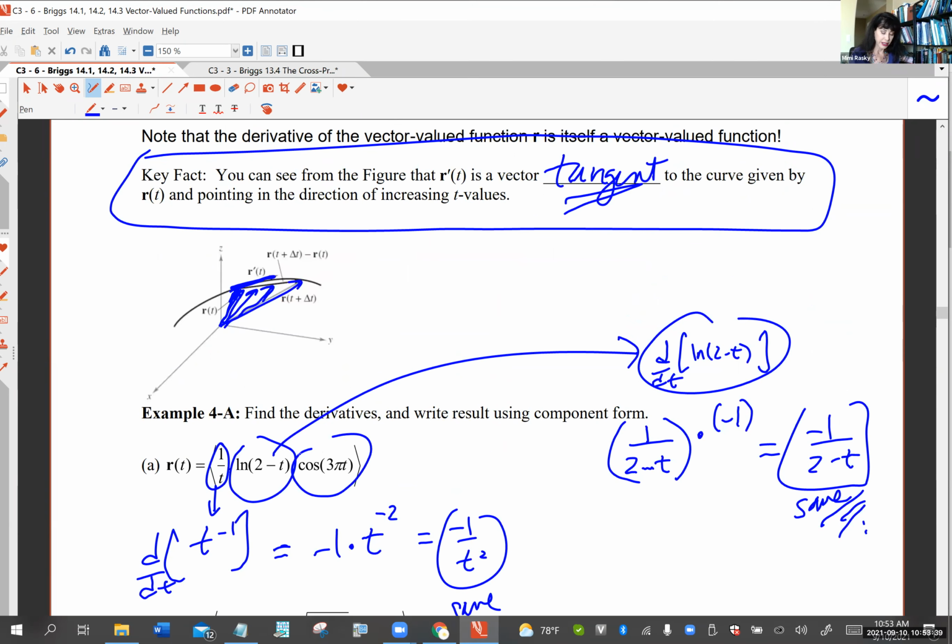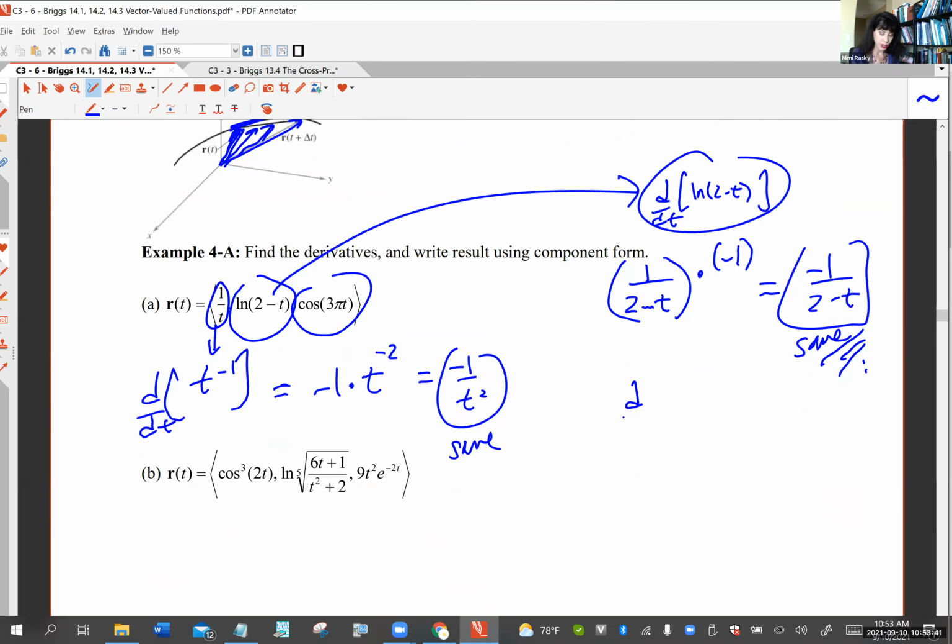Now you are taking the derivative of a cosine. So what is d/dt of cosine 3 pi t? Ooh, chain rule. I think you're going to have a negative sine of 3 pi t. But you have to multiply that by the derivative of 3 pi t with respect to t, which I believe is 3 pi.